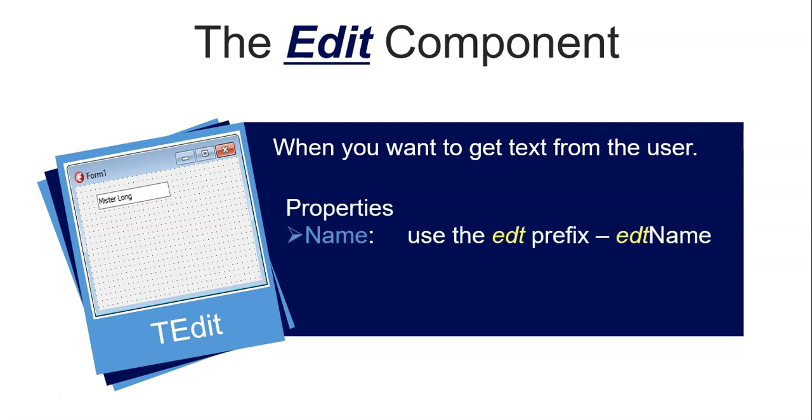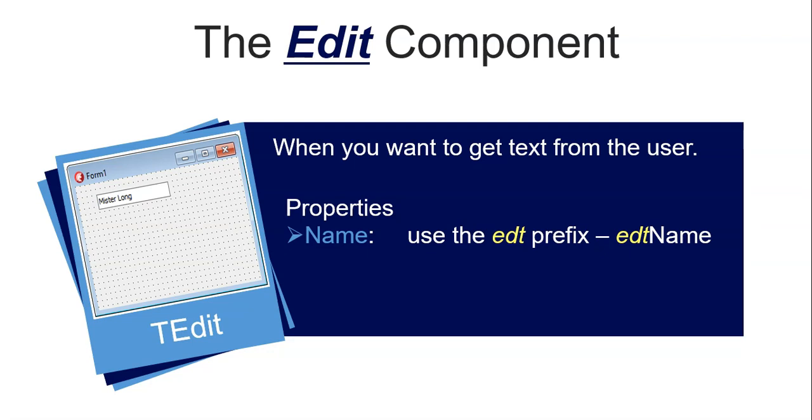Obviously, we're going to use the prefix EDT, so we know that it's an edit box. So that would be EDT name. That way we can tell the difference between the edit box that wants to get the value from the user and the label from the previous example where we had LBL name.